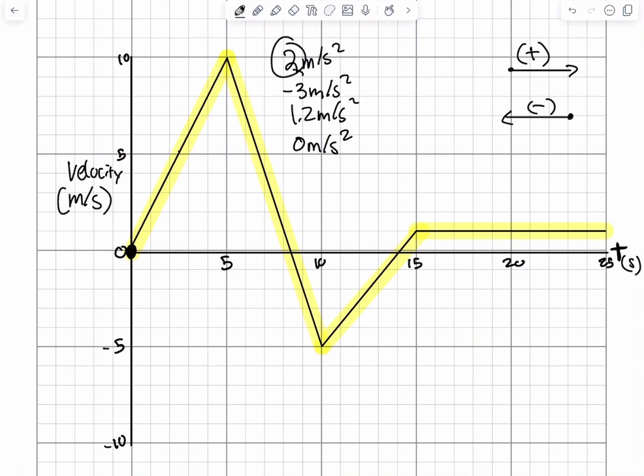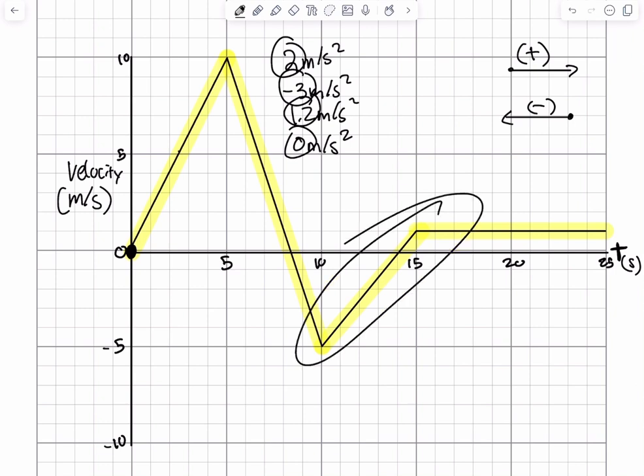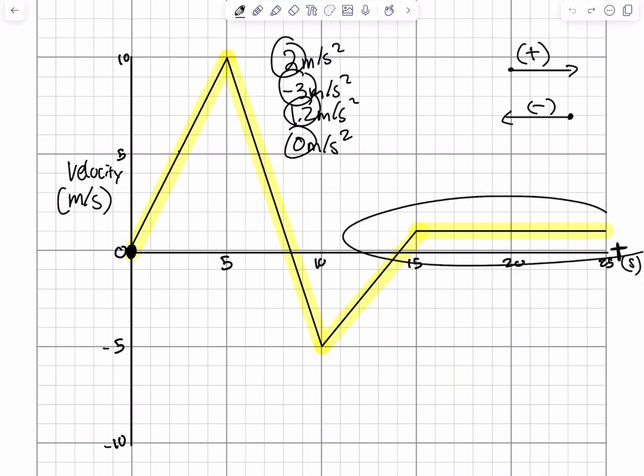These numbers are actually the slope of the graph. Don't believe me? Take a look at this. This first section right here, we got an acceleration of 2 meters per second squared. The slope of this line right here is indeed 2. For this, we got a slope of -3. And guess what? Our acceleration is -3. For this, our slope is 1.2, and our acceleration is 1.2. For this, there's no slope. Slope 0, no change. 0 acceleration.